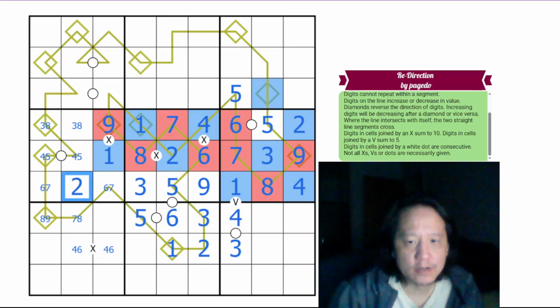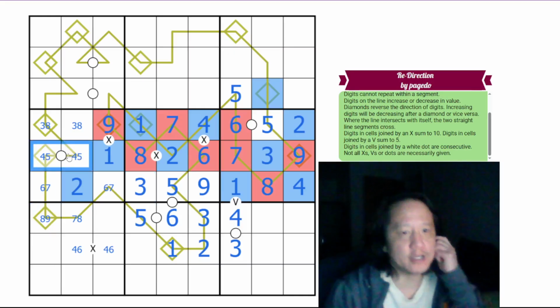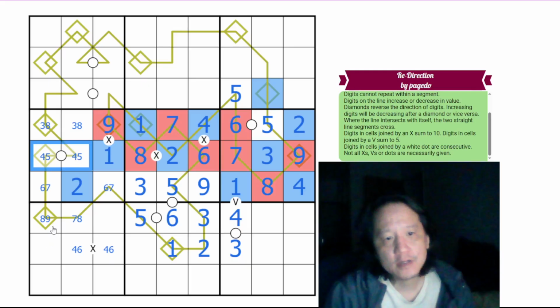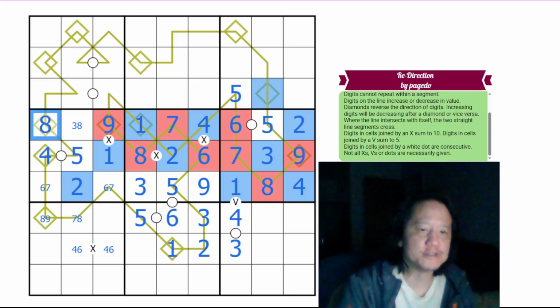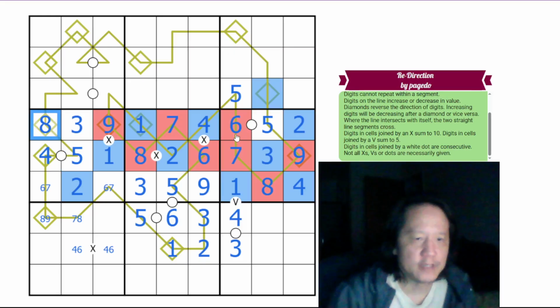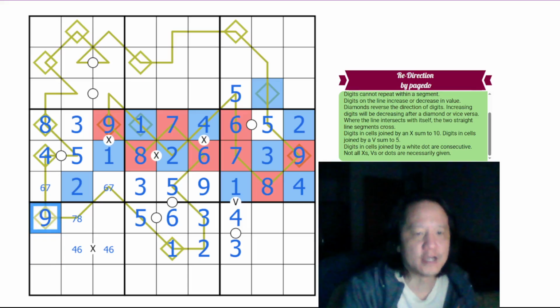This is low. So this is decreasing here. That means this must be increasing here. So this must be 4 to 5 to be increasing. And therefore this is 8, this is 3. The 8 is then decreasing here. This 8 eliminates 8 here, so this is 9.